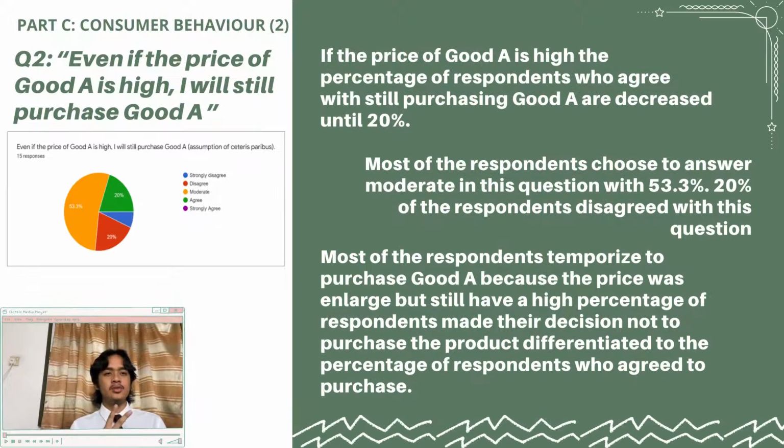Okay, question number 2 is: even if the price of good A is high, I will still purchase good A. Based on this graph, if the price of good A is high, the percentage of respondents who agree they will still purchase good A decreases to 20%. Most of the respondents choose to answer moderate in this question, with 53.3%. 20% of the respondents disagree with this question.